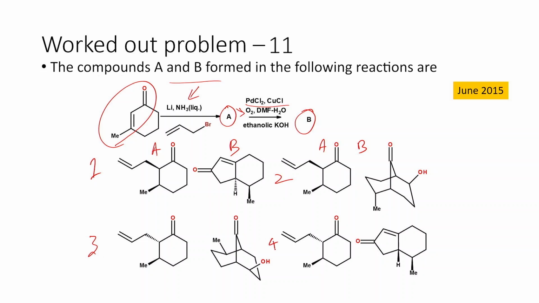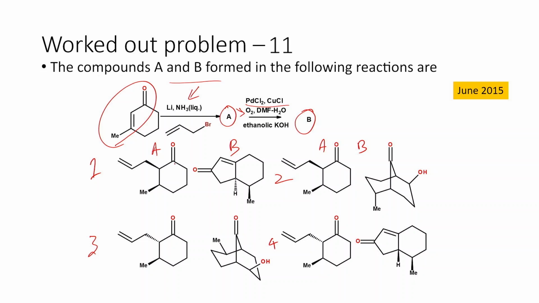So if you look at all the 4 options, the first one is lithium and liquid ammonia. This is nothing but the Birch reduction. So that is step number 1. So the alpha beta unsaturated system undergoes Birch reduction, followed by treatment with allyl bromide. In other words, we are going to do an allylation of this particular intermediate, whatever may be the intermediate. So an allyl group will be introduced. So if you look at 1, 2, 3 and 4, the A all has the allyl group in it.